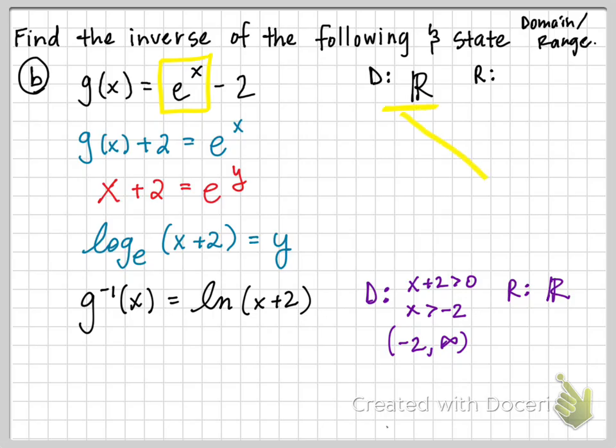Notice what I was saying. The domain of the first one becomes the range of the inverse, and the domain of the inverse becomes the range of the original function. So what I could know now is that my range was probably negative 2 to infinity. Why is that? Because we're dealing with inverses.